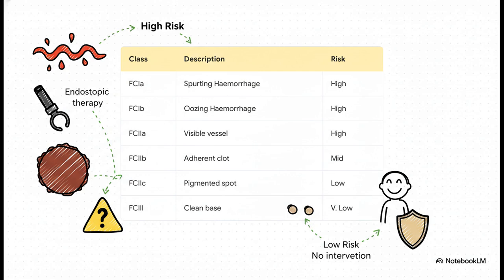As you can see, the high-risk stigmata, that's your class IA, IB, and IIA, are all associated with a very high probability of rebleeding and absolutely necessitate endoscopic therapy. Class IIB, the adherent clot, carries an intermediate risk, and we'll discuss that one more in a moment. And finally, the low-risk stigmata, IIC and III, rarely rebleed and typically don't require any intervention.